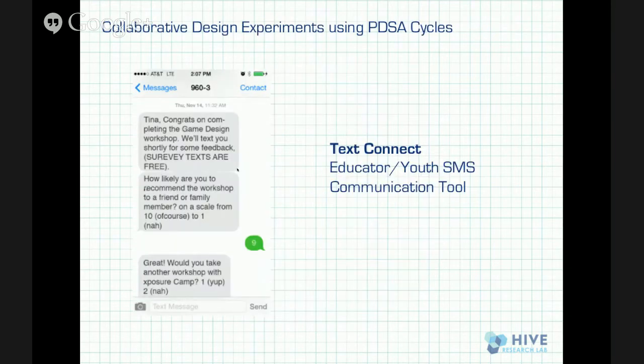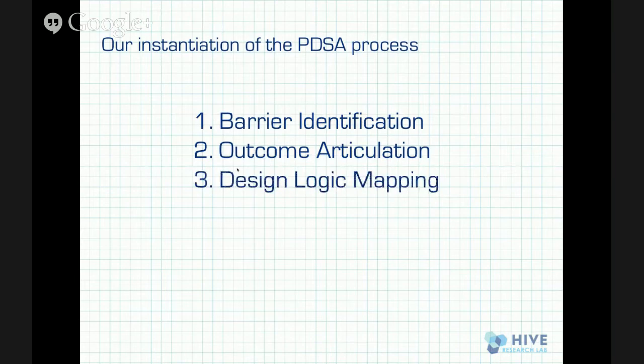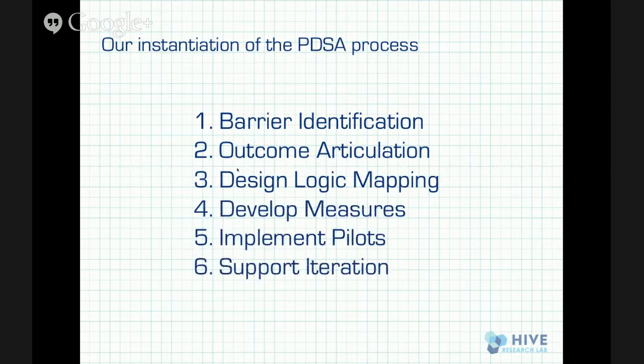One example of this that came out of our work on youth trajectories and pathways was a tool called Text Connect, which was an educator and youth communication tool that helped to ease communication and thus ease a lot of issues around maintaining contact and engaging youth on pathways. The process we went through was to identify barriers, articulate the particular outcomes that the Text Connect system would try to go for, map the logic of certain design features to particular outcomes, develop measures to help understand where they're meeting them, implement pilots, and then support iteration. So again, a really common set of cycles.